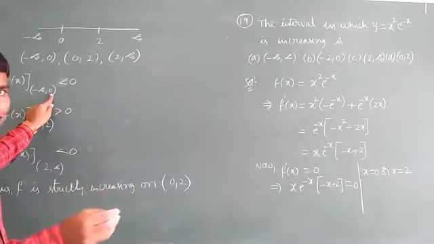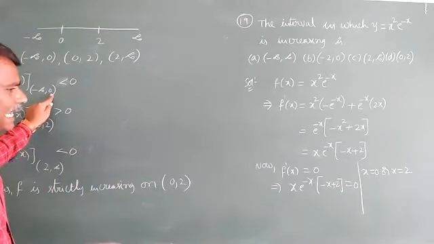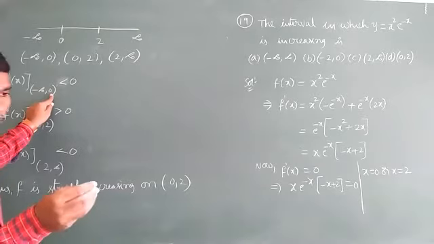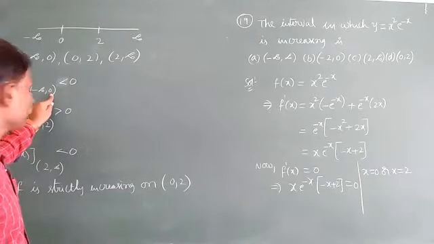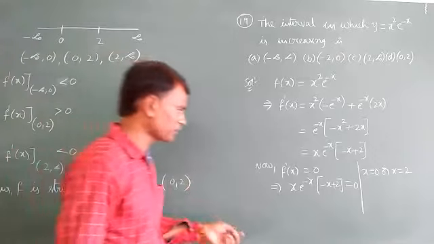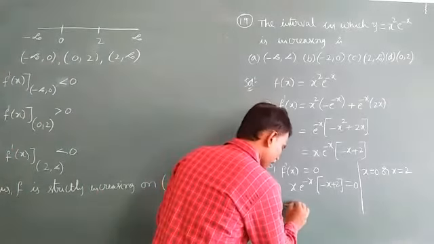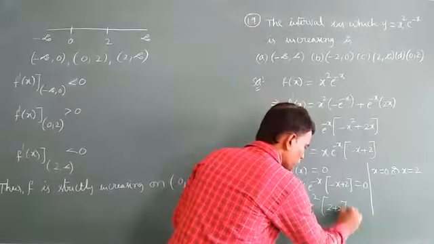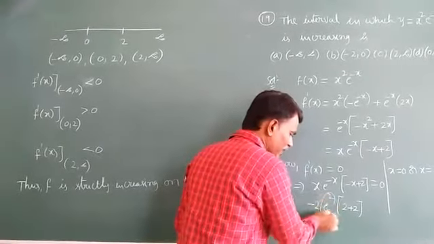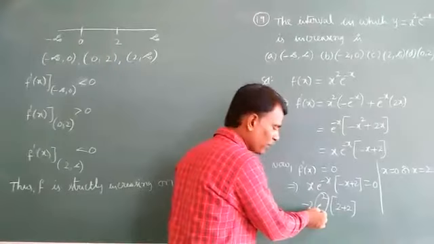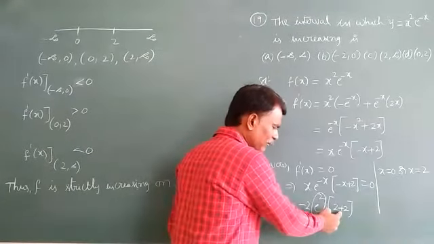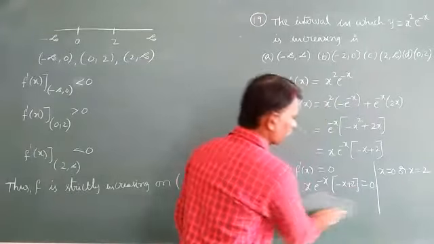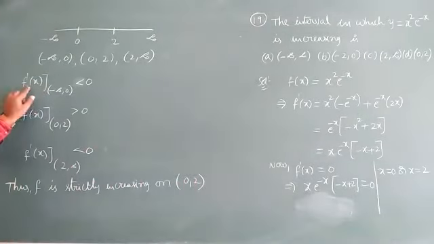We check f dash of x on minus infinity comma 0. That means consider any negative value, just like minus 1 or minus 2. Suppose minus 2. Observe it: this is minus 2, e power plus 2 is positive, and this is plus 2 plus 2. Actually, e power x, whatever it is, is greater than 0, positive only. Negative into positive is negative only. So finally, what you get is negative.